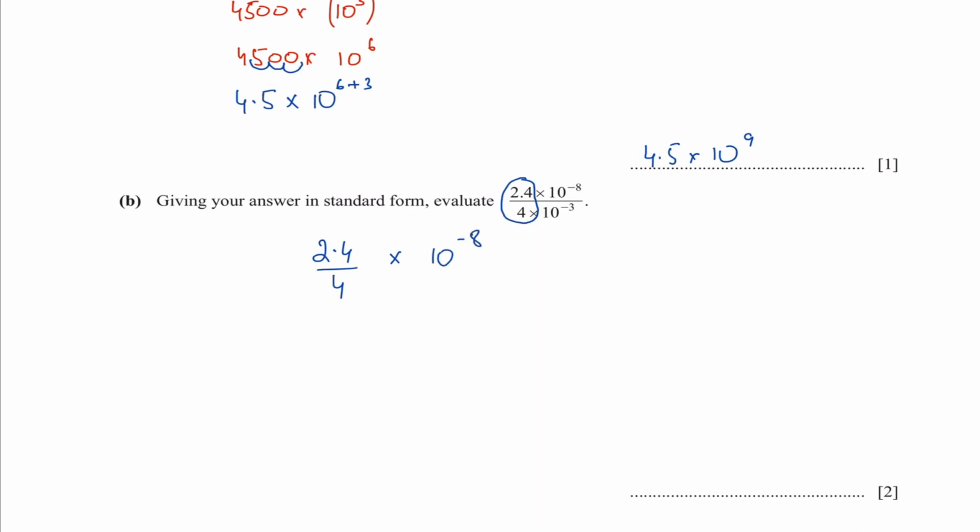In the meantime, let's simplify 10 power minus 8 over 10 power minus 3. Same bases are being divided, that means we'll subtract the powers. So the powers we can take care of very easily. Minus 8 plus 3 is going to become minus 5.